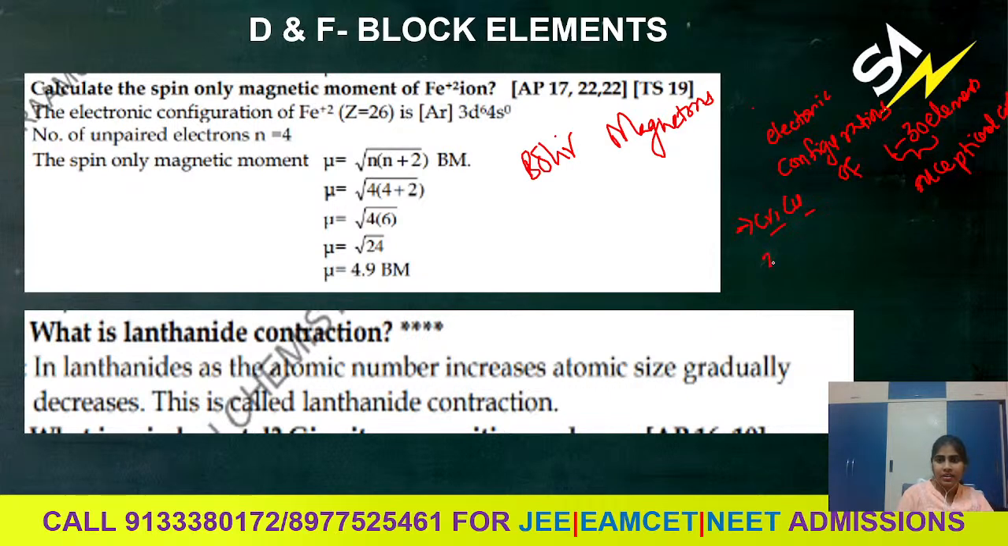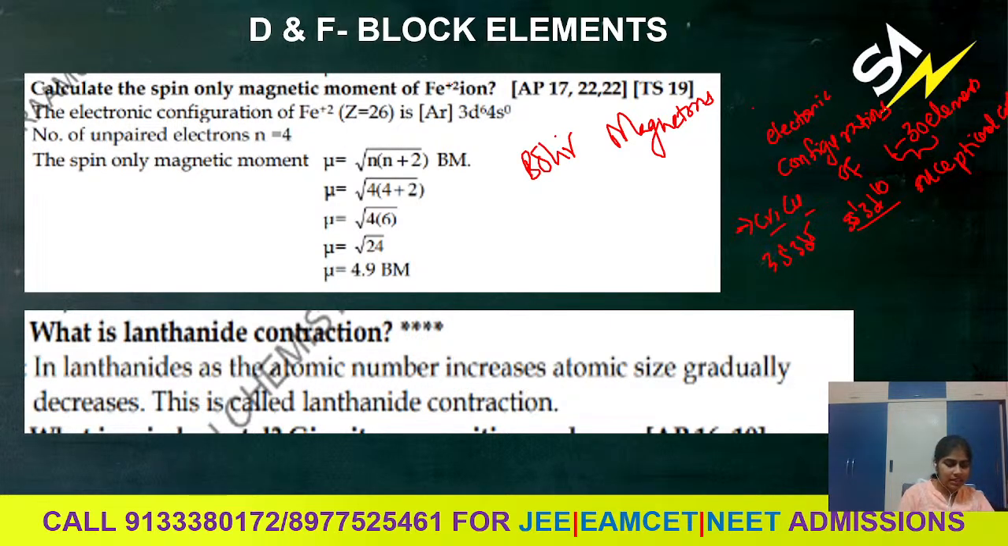This will be having 3s1, 3d5, and this copper is also having 3s1, 3d10 type of configuration. Such type of exceptions, remember, so that you can answer more concept based questions.